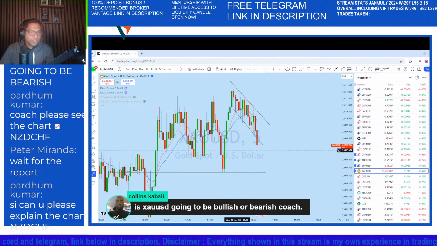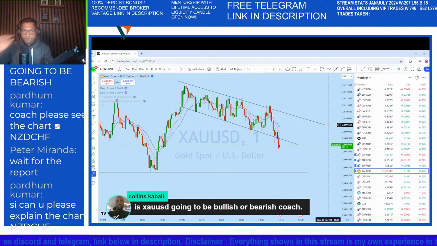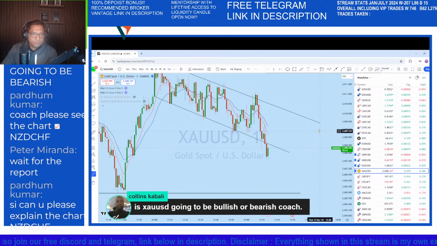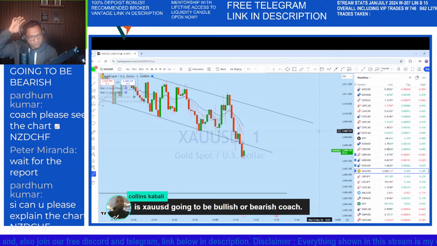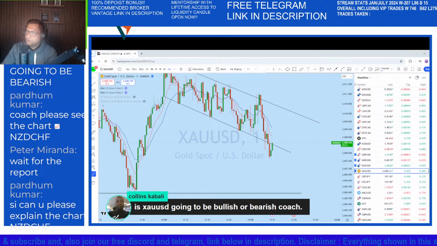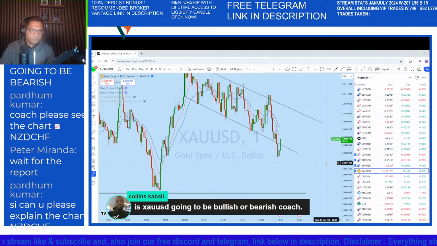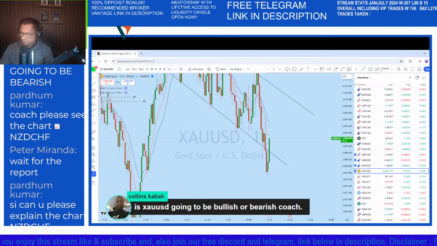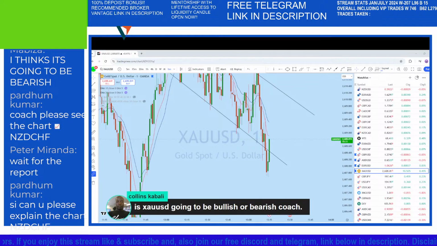It's forming a potentially bearish price action in that area. Patience is key, and waiting for the market to show its hand.